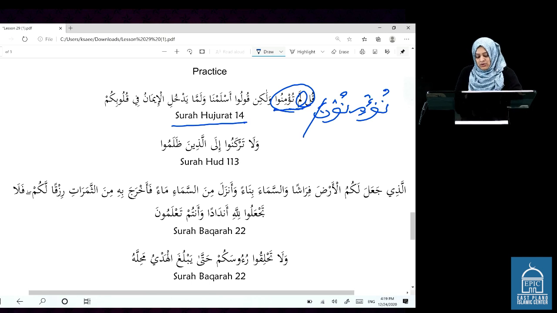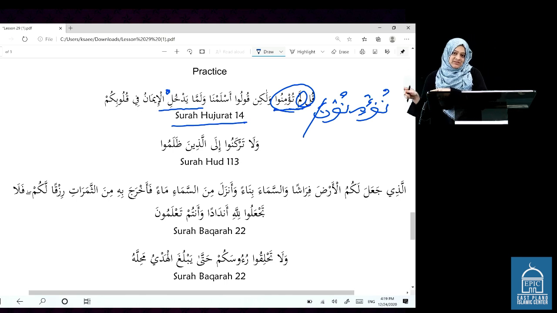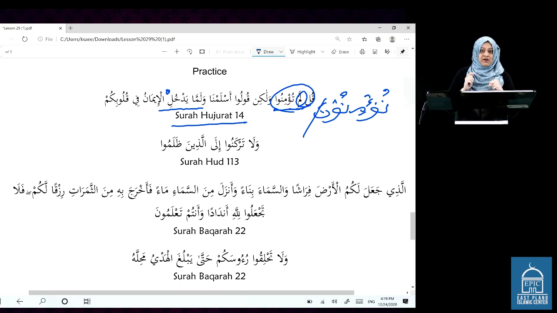And then we have, look at this one: وَلَمَّا يَدْخُلِ. We know that the mudari' does not have a kasra. This kasra is only for tajweed purposes, but it is actually a dhamma here. وَلَمَّا يَدْخُلِ الْإِيمَانُ. Iman has not yet entered. Iman still did not enter. That's the meaning of lamma, right? Still did not yet. That's the meaning of lamma.